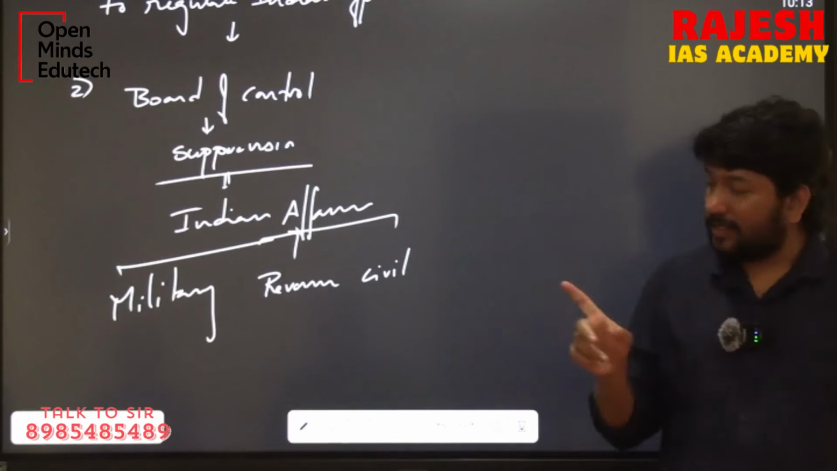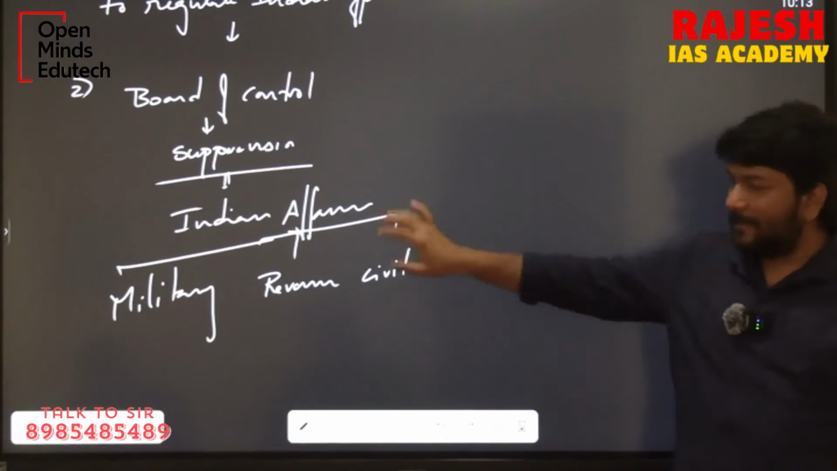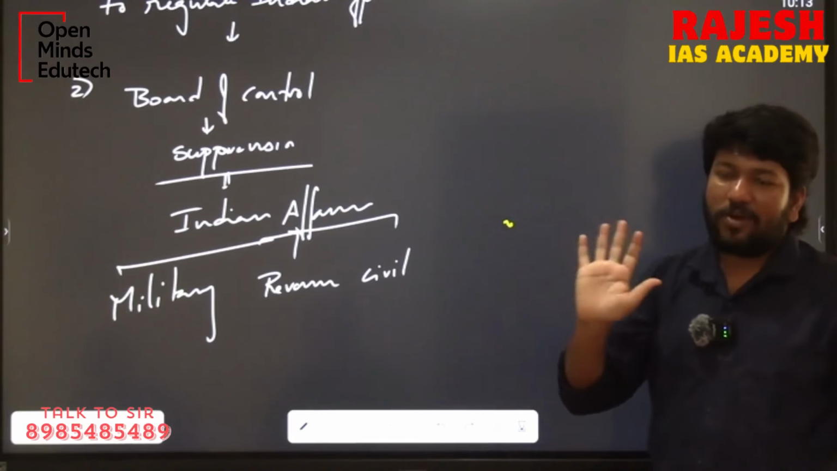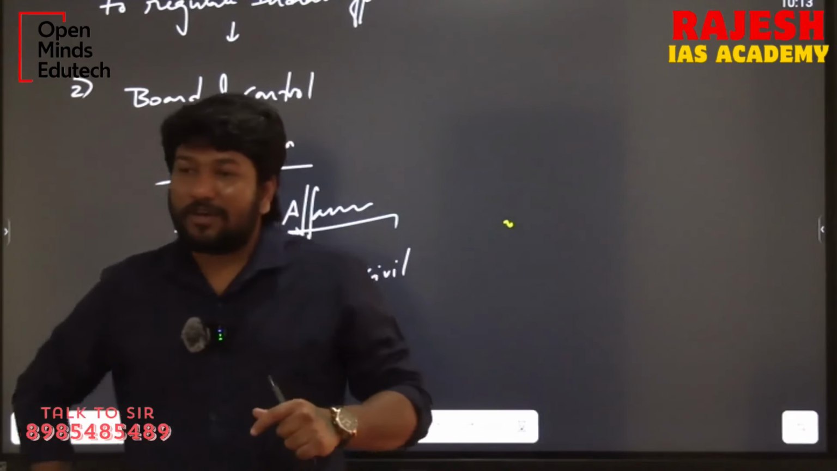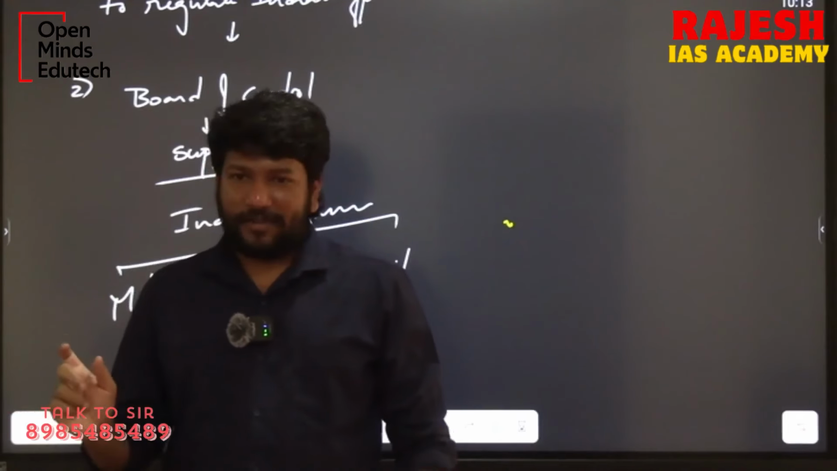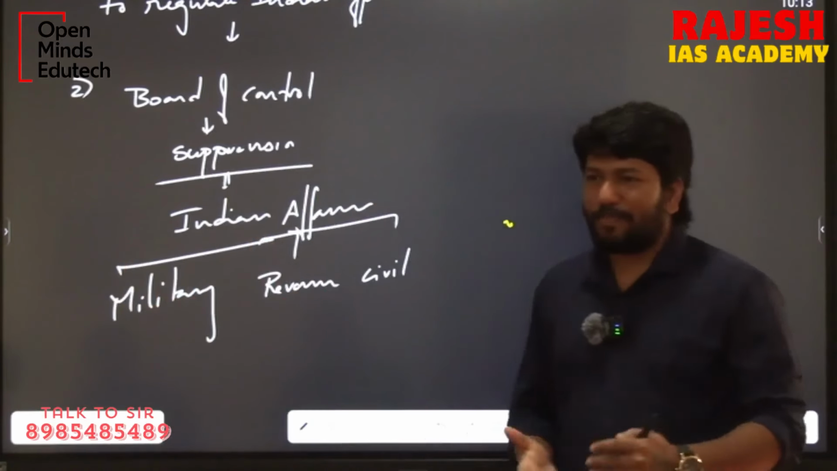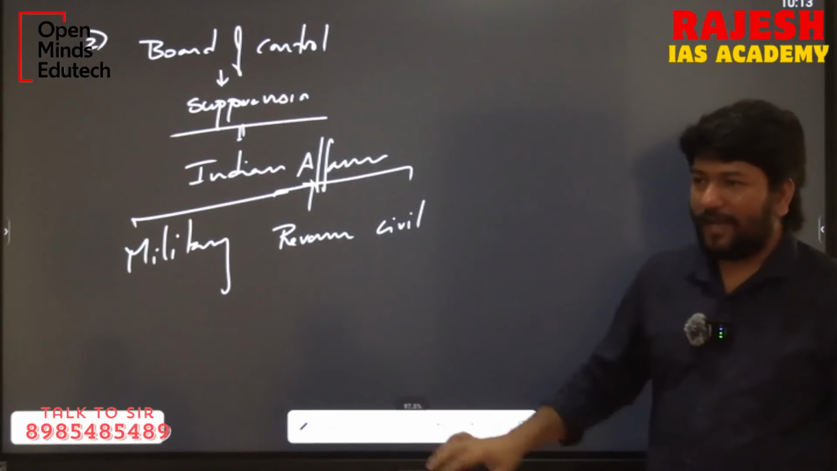See, court of directors is different from what? Board of control. Clear? So now you tell me, is the supervision effective or not effective? Effective. So that is why Pitt's India Act is called the greater control over Indian affairs. Initially it also said regulating. So regulate every year, annual reports. Parliament has no enough time.